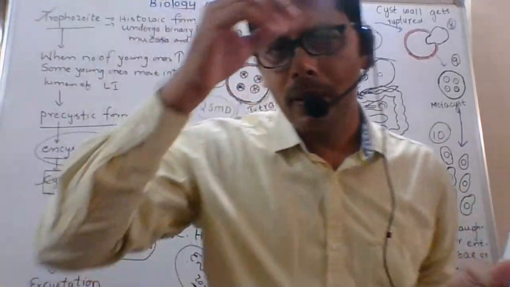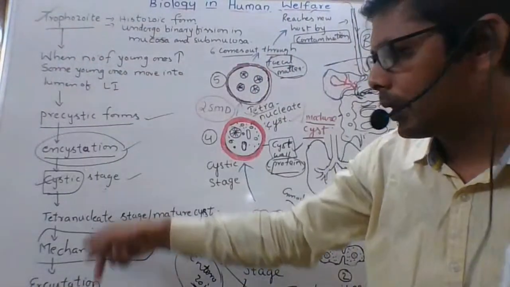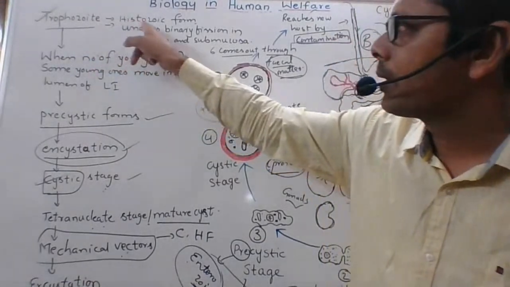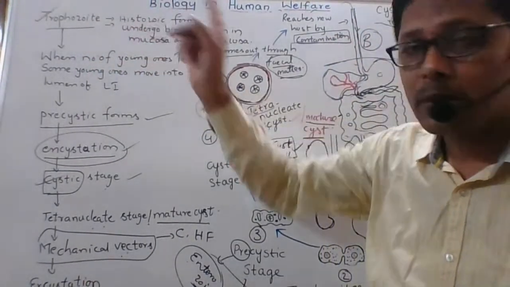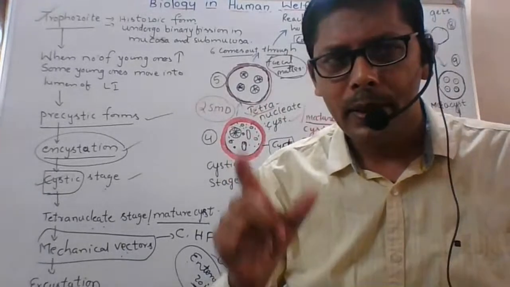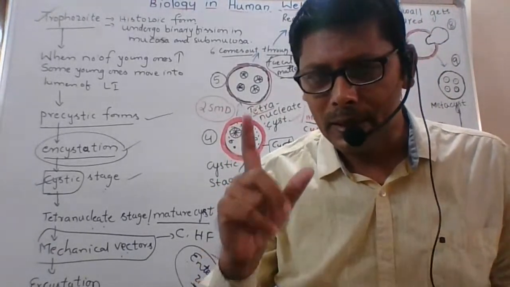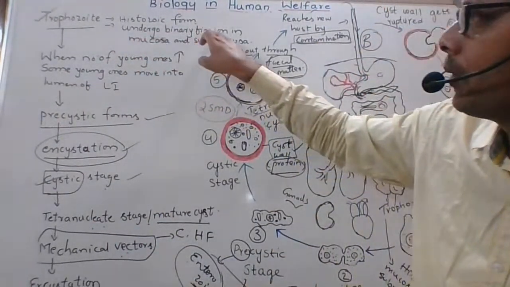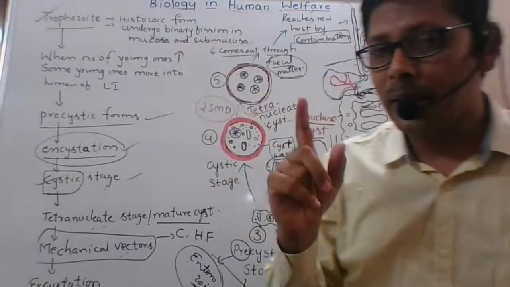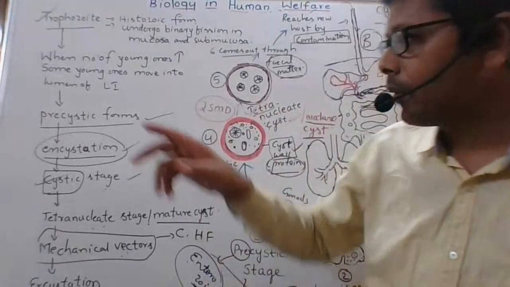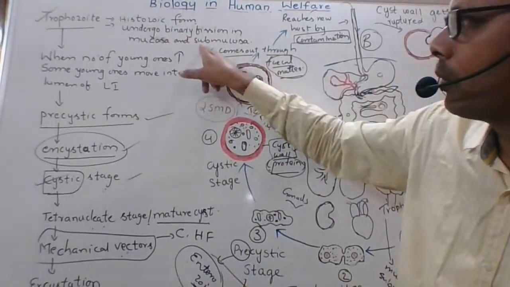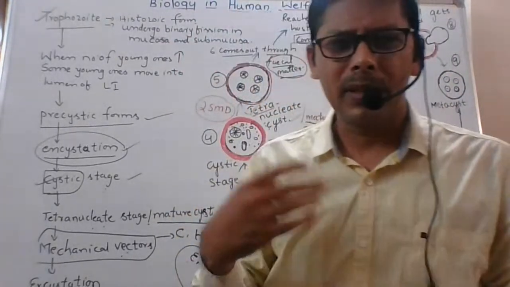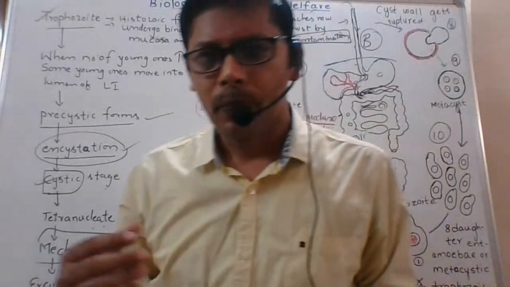I repeat again. I will show you this one in the flow chart here. First one, trophozoite stage. It is a histozoic form, because there are enterozoic and histozoic forms. Histology is the study of tissues. It lives in the mucosa and submucosa. It undergoes binary fission in the mucosa and submucosa, not in the lumen. Here binary fission occurs in the mucosa and submucosa of the large intestine, after many repeated mitotic divisions.